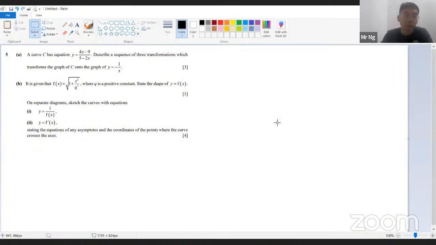Describe 3 transformations. Okay, so be very careful. Read the question. They are saying from C to this thing, not the otherwise. A lot of students couldn't do this. But how to go about doing this?